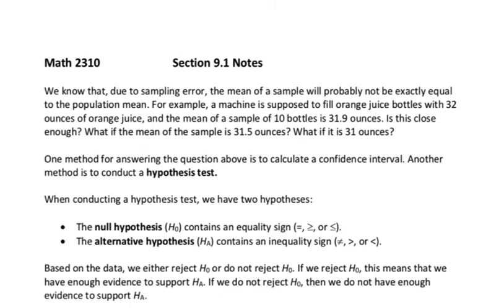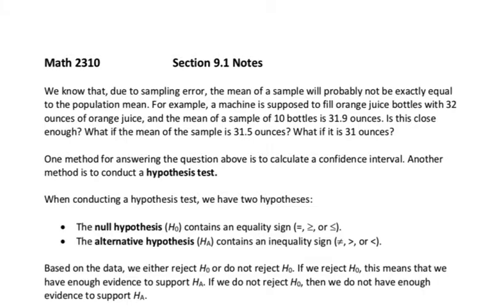In this video for section 9.1, we're going to introduce the idea of a hypothesis test. As we've already discussed, because of sampling error, the mean of a sample will probably not be exactly equal to the population mean. So for example, if we have a machine that is supposed to fill orange juice bottles with 32 ounces of orange juice, and we take a sample of 10 bottles and find a sample mean of 31.9 ounces, we might wonder if this is close enough to 32 that we can say that yes, the mean of the population is 32 ounces.